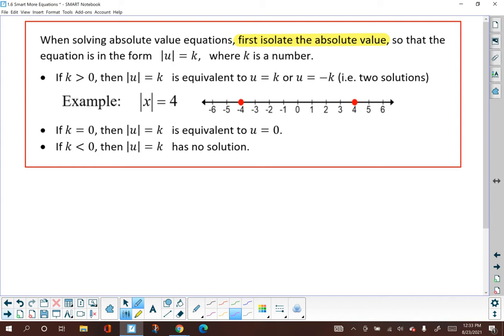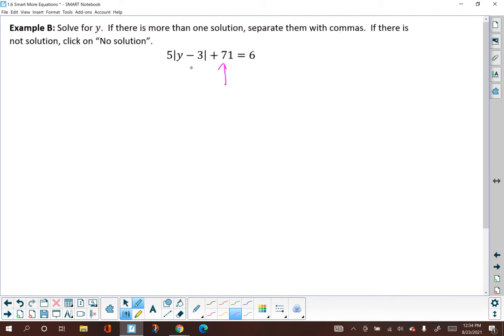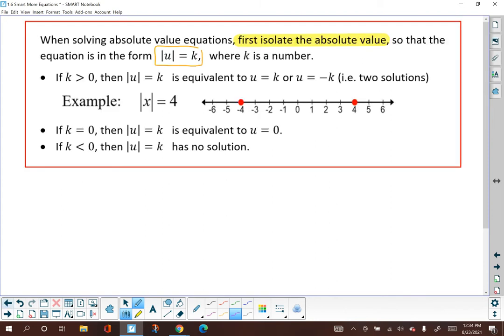So when you solve an absolute value equation, you first need to isolate the absolute value so that it's in this form where we have an absolute value equal to a number. I'm going to flip to the first example so that you can see what we're talking about here is this extra stuff, like the 2 or like the plus 71 and the 5 there. We need to get that absolute value by itself first. Then we have 3 possible scenarios that occur.